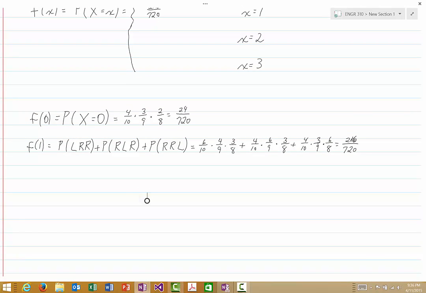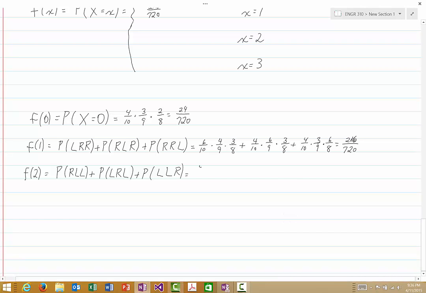And now let's look at the probability that that number will be 2. Well, that could happen in the following way. We could say right, left, left, or we could have left, right, left, or we could have left, left, right. Those are all the ways in which we could have 2 left-handed screws. Now, once again, these 3 probabilities that we calculate will all be the same, but let's just make sure that's true.